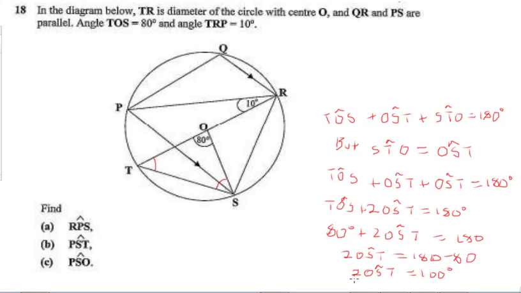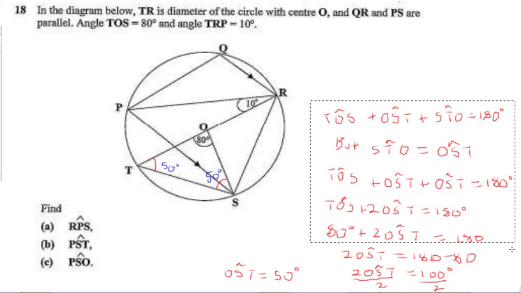And we divide both sides by 2. We have OST being equal to 50 degrees. So we've got 50 there. Let me use a different color. So we've got 50 there, and we've got 50 there. 50 degrees, 50 degrees. Then what else can we find?